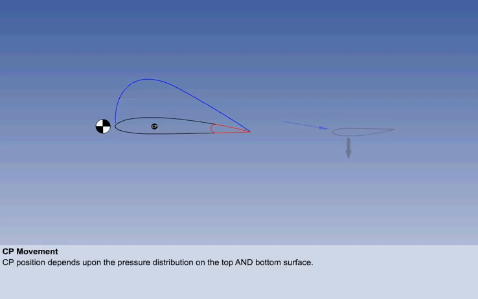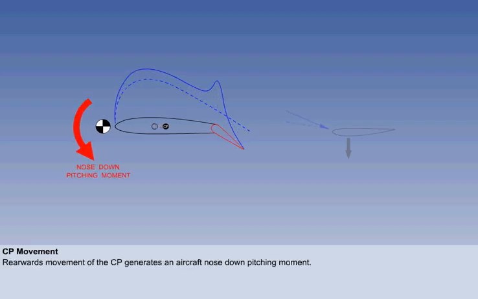First, we will consider movement of the CP. Only the top surface pressure distribution will be shown. As the flaps deploy, there is a general increase of suction on the top surface, but there is also an increased acceleration of the airflow in the vicinity of the flap hinge. This produces a localized reduction in pressure, which moves the CP aft, and an aircraft nose-down pitching moment is generated.